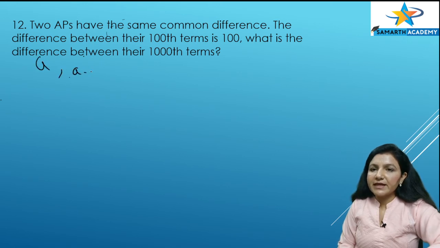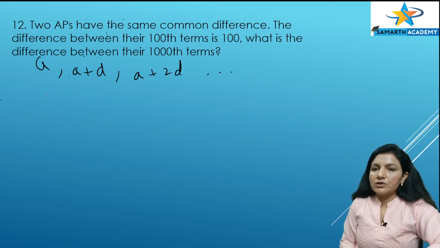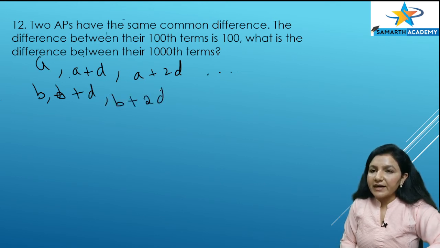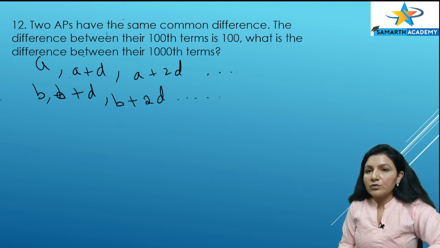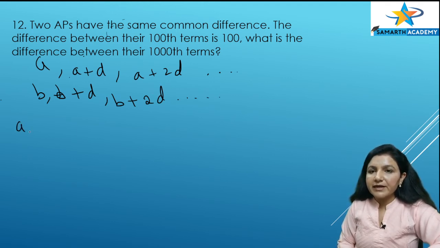So, the first AP is A plus D, A plus 2D and so on. And the second AP is B plus D, B plus 2D and so on. We are writing this because he is saying they have the same common difference. Now, the difference between their 100th term, A100 minus B100, is equal to 100.